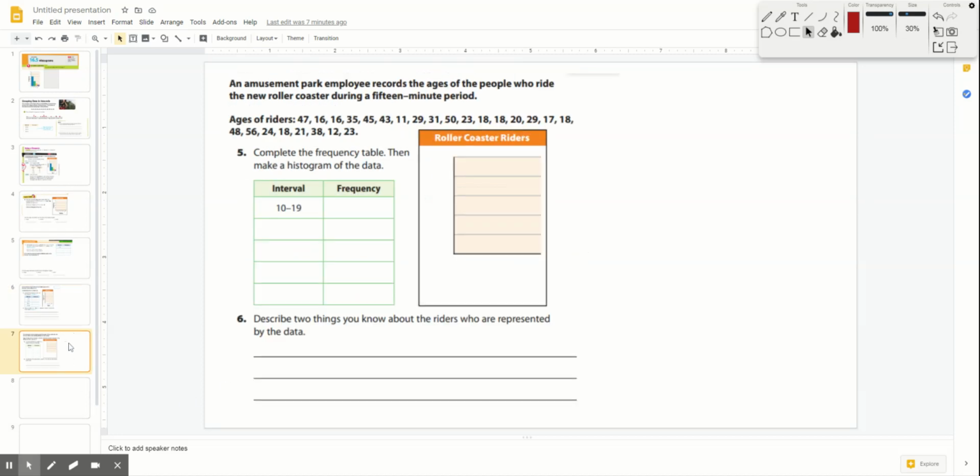And then lastly, we have another one here, an amusement park. An employee records the ages of the people who ride the new roller coaster during a 15-minute period. So make your histogram here. Describe 2 things you know about the riders represented, so draw 2 conclusions. And then you're going to use your labels here going across.